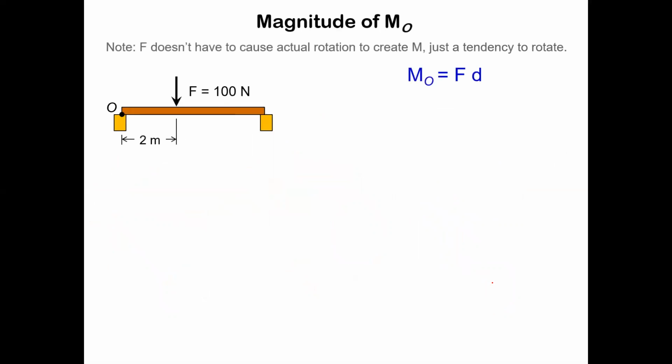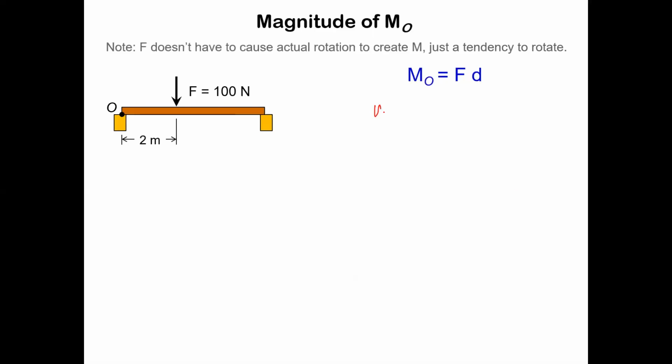The magnitude of the moment is the product of the force and the distance. And of course, F doesn't actually have to cause any axial rotation. That's why we don't use a radius, right? Nothing's actually moving. This is statics. It's creating a tendency to rotate, but hopefully nothing does rotate. And with a 100 Newton force pointing down with a 2-meter distance from O, MO equals F times D.